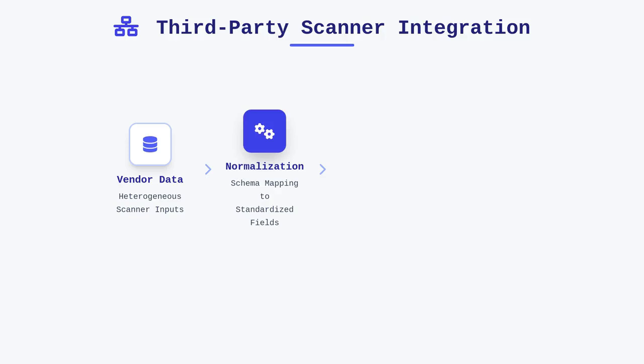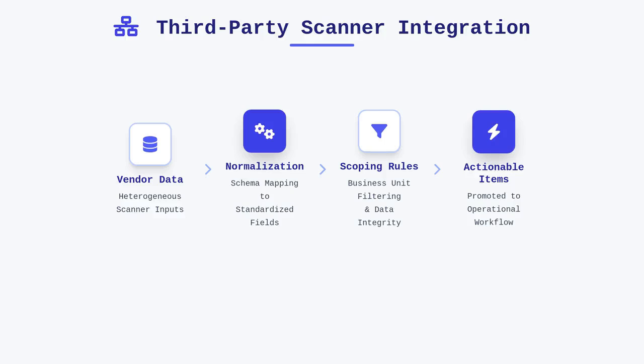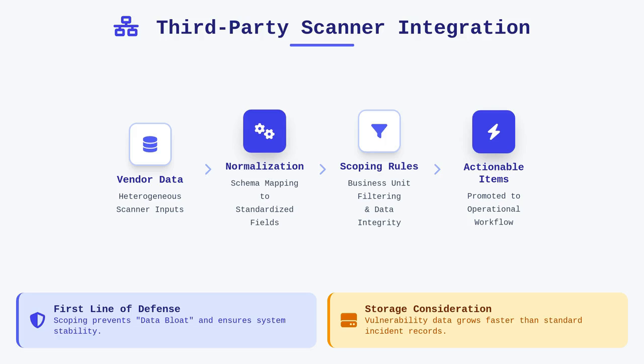It is here that scoping rules become vital, as they define which segments of the imported data are relevant to your specific business units and which should be filtered out to maintain system integrity. Think of these boundaries as the first line of defense against data bloat, ensuring that only actionable items are promoted into the operational workflow. When designing these flows, always consider the long-term impact on storage and archiving, as the volume of vulnerability data often grows much faster than standard incident management records.